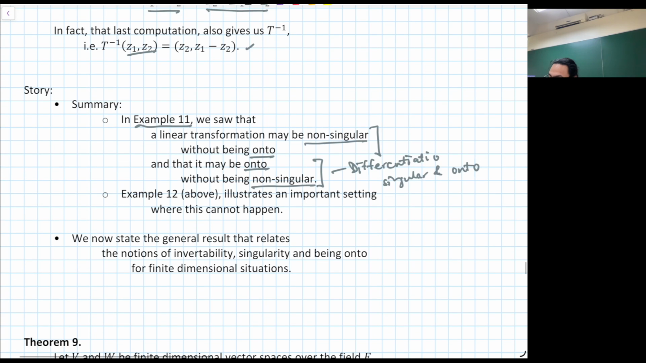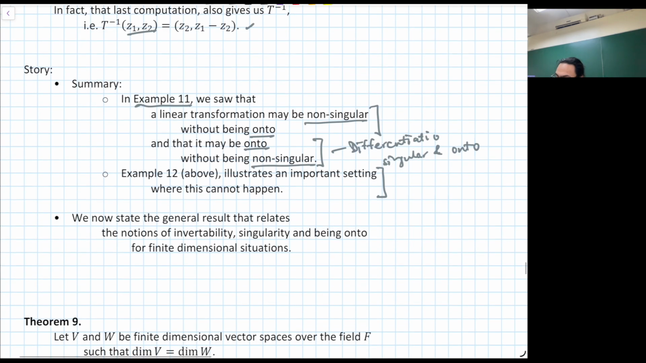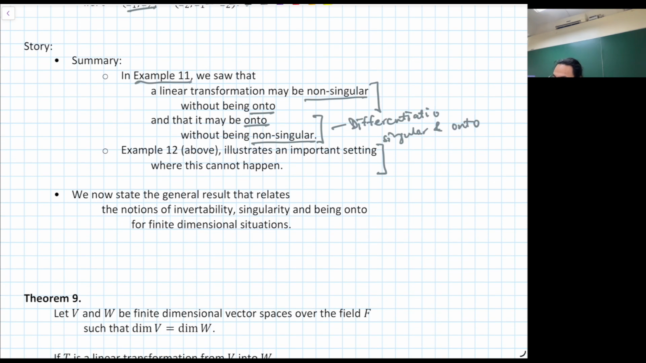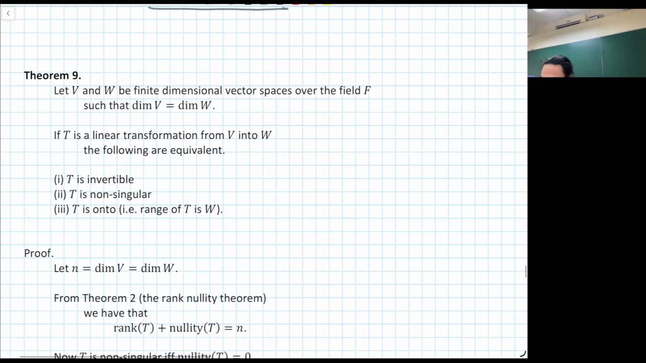So example 12 above illustrates an important setting in which such things cannot happen, and that is basically with finite dimensions, right? Because in finite dimensions, we have the rank nullity theorem, and that clearly specifies that you can't do it. So we now state the general result that relates the notions of invertibility, singularity, and being onto for finite dimensional situations. That is the statement of theorem 9.